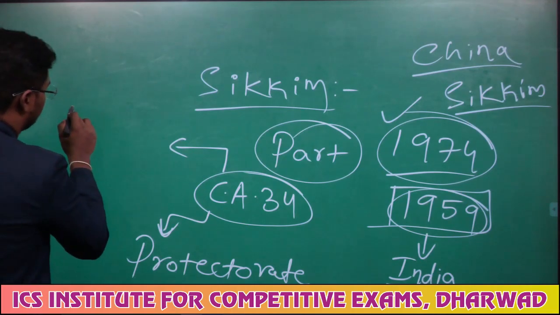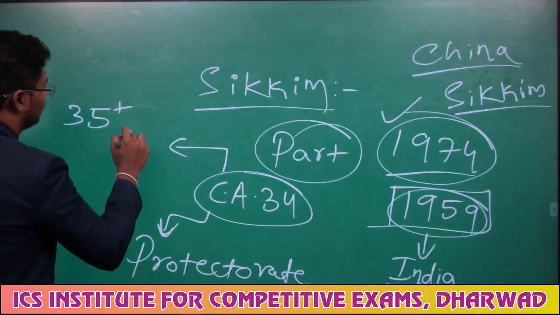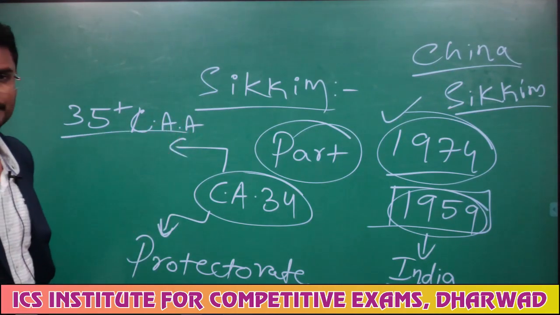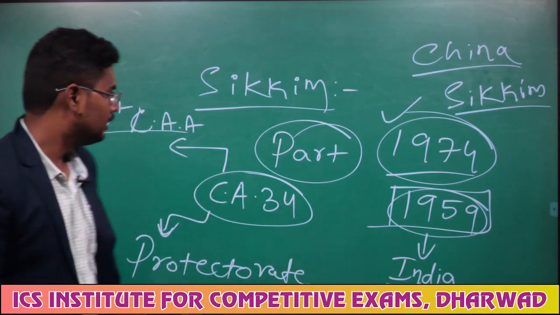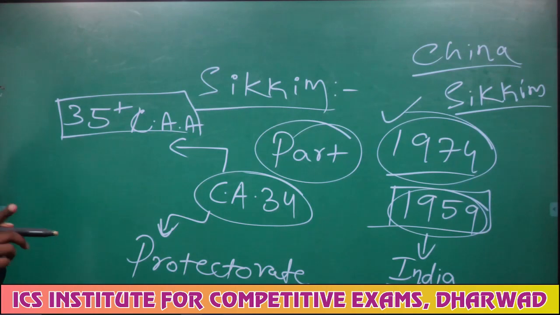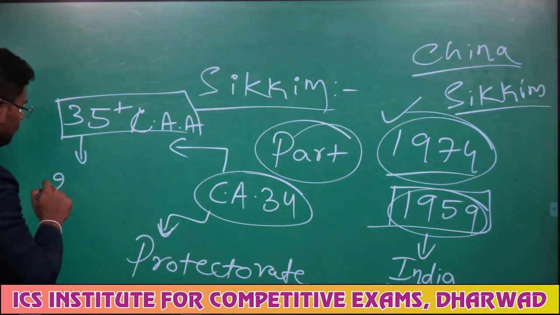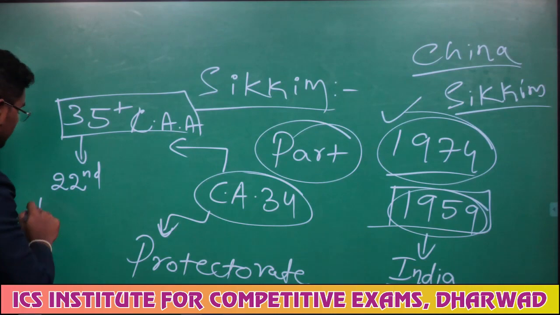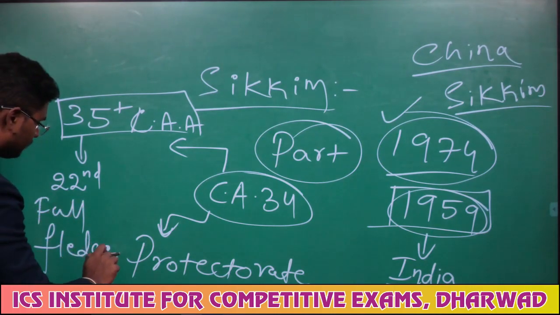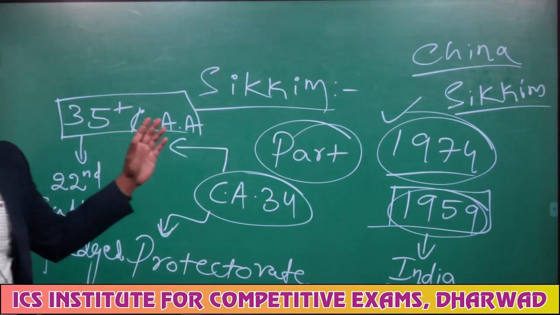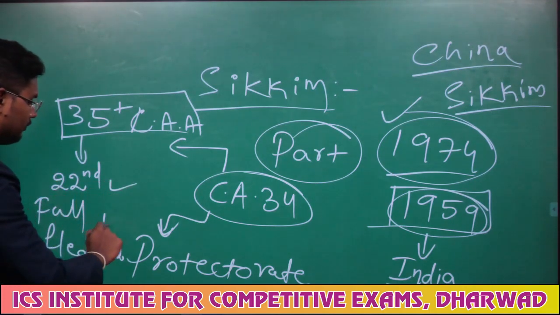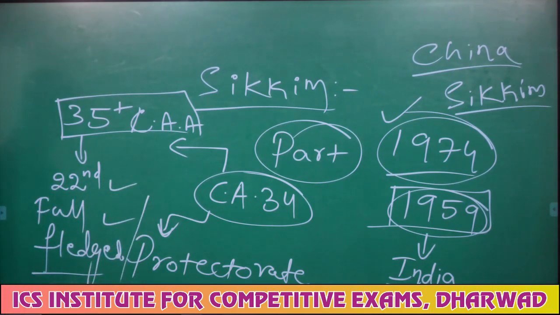So as per this, Indian government or Indian Parliament enacted 35th Constitutional Amendment Act. So realizing this, the Indian Parliament enacted 35th Constitutional Amendment Act, as per which Sikkim became the 22nd full-fledged state of India. What happened? According to 35th Constitutional Amendment Act, Sikkim became the 22nd full-fledged state of India.